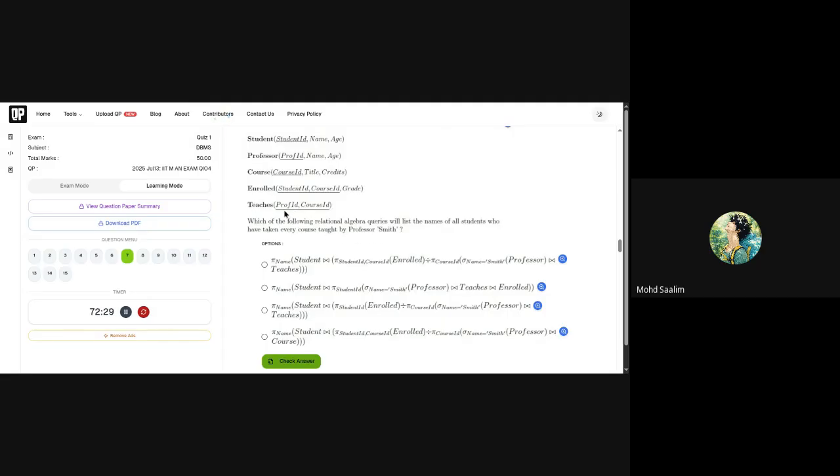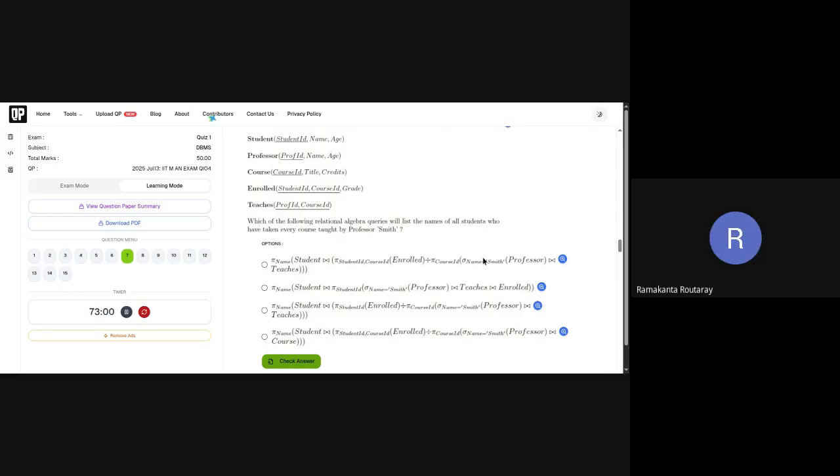So taken means we need to join with enrolled using student ID. Then every course taught by Professor Smith. The name Professor Smith will be coming from the professor table, so we need to also join this. And this professor ID will come from teaches, right? So student, professor, enrolled, teaches. These are the four tables that we want to join. Now tell me which option is correct regarding that.